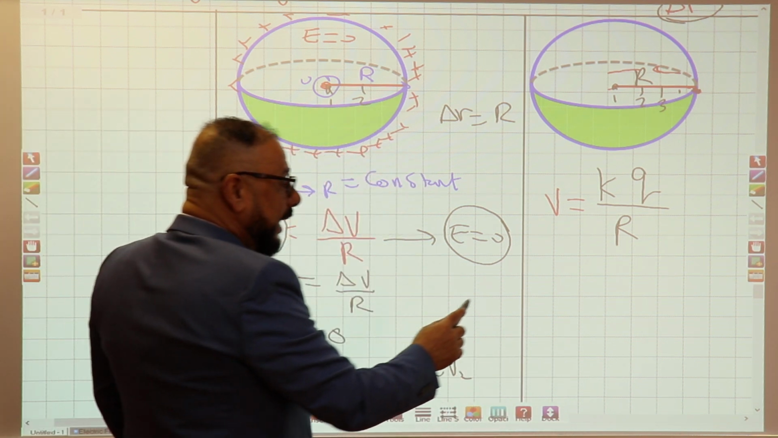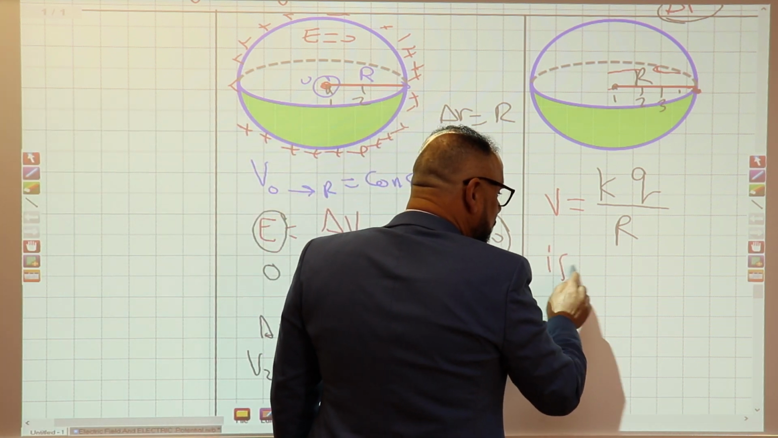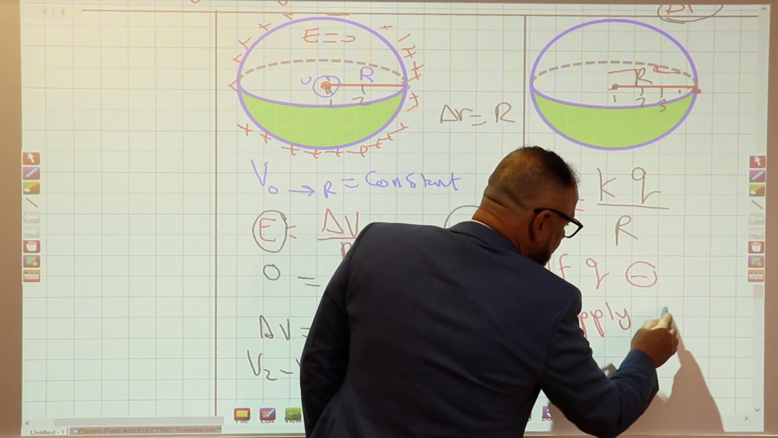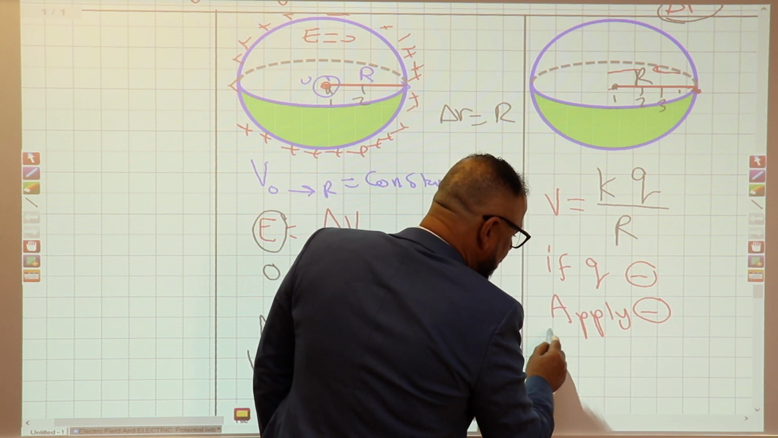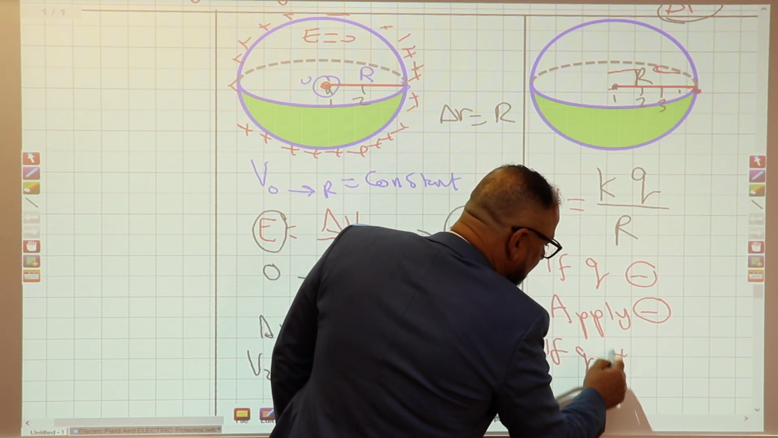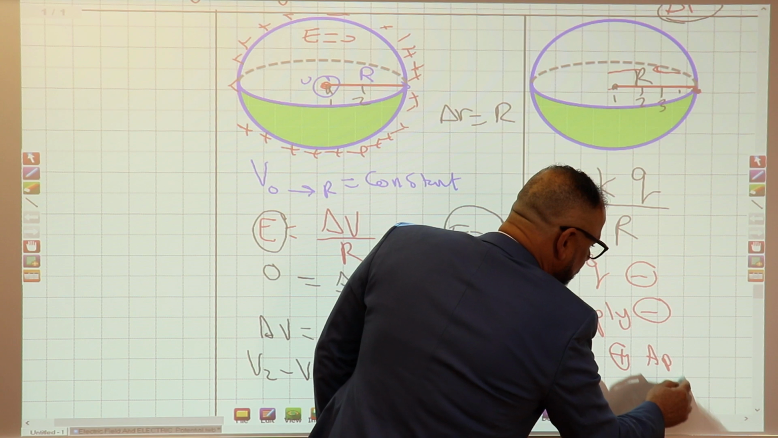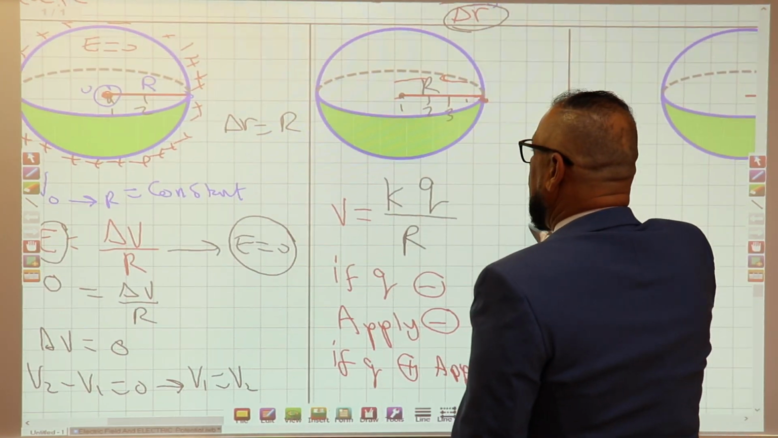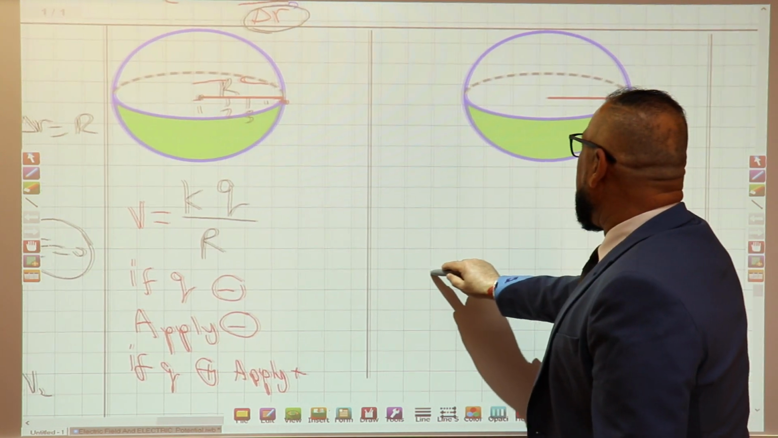Remember, if Q is negative, apply negative. If Q is positive, apply positive. Good? Okay.